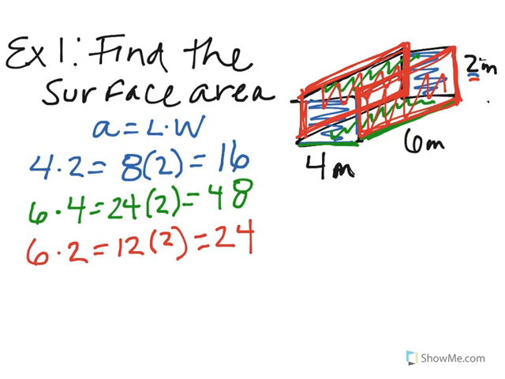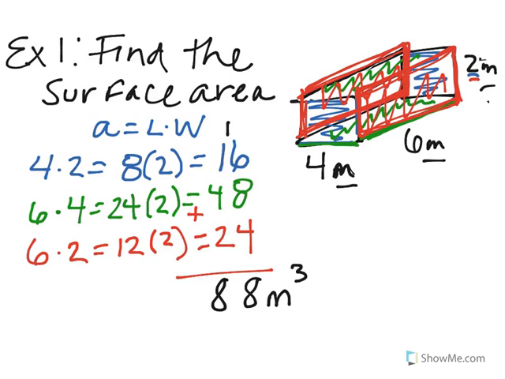Now, because I found the area of all my sides, all I have to do is add up these dimensions. So 16 plus 48 plus 24 gives 88. So the surface area of this rectangular prism is 88. And then I'm going to include my units. I'm going to say this is meters to the third power because there's 3 dimensions.